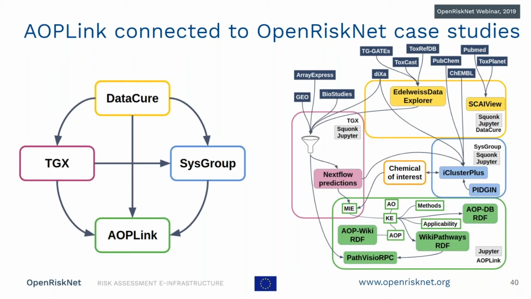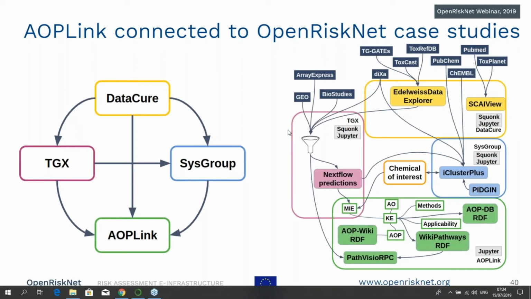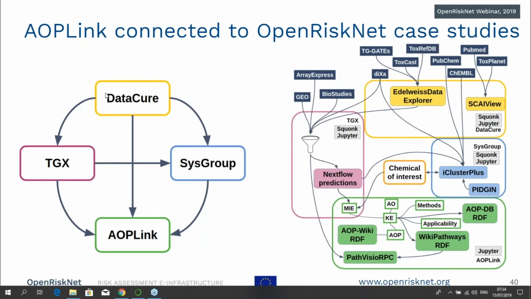Indirectly or directly. On the right side, we have a more detailed overview in which we have all the tools, databases, and some of the steps that happen inside of these case studies, in which purple indicates the TGX case study, yellow the DataCure case study, blue the SysGroup case study, and AOP-Link on the bottom, the green section. And we can see that if we have this connection between the different case studies, we can actually see quite a lot of nice paths of tools happening.